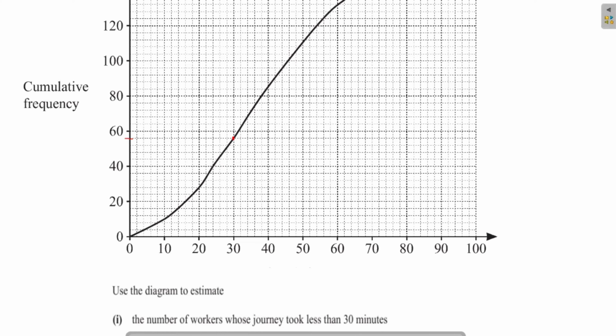You see here, this is the 30 minutes and the number of workers whose journey took less than 30 will be 56. You see here, 1 square shows equal to 4 units. Therefore, the total workers whose journey took less than 30 minutes will be 56 minus 0. And this is the answer. 56 minus 0 is 56 is the answer.